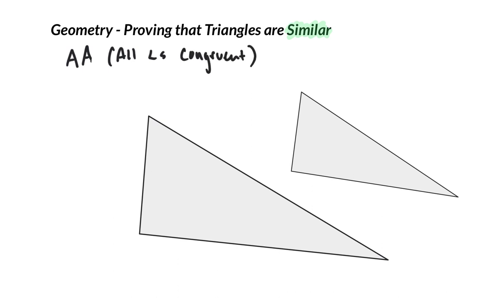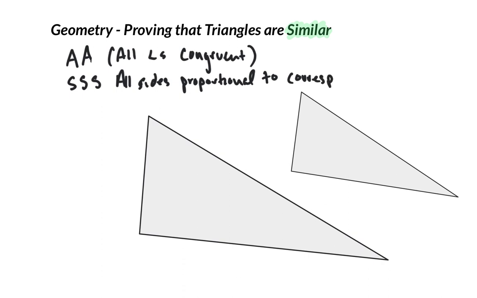The next way is side, side, side. Now, when we would prove congruence, we were looking to pair up sides and say, oh, those two sides are the same, those two sides are the same, those two. Well, that's not going to be true in similar triangles, but it means that all sides have a proportional relationship to the corresponding side in the other triangle.